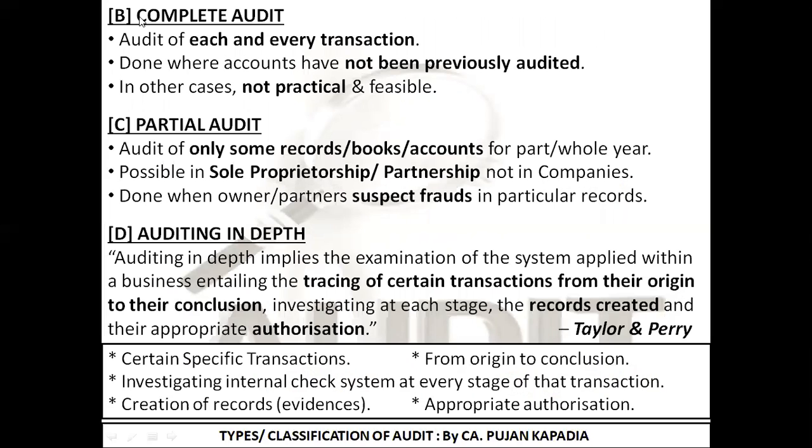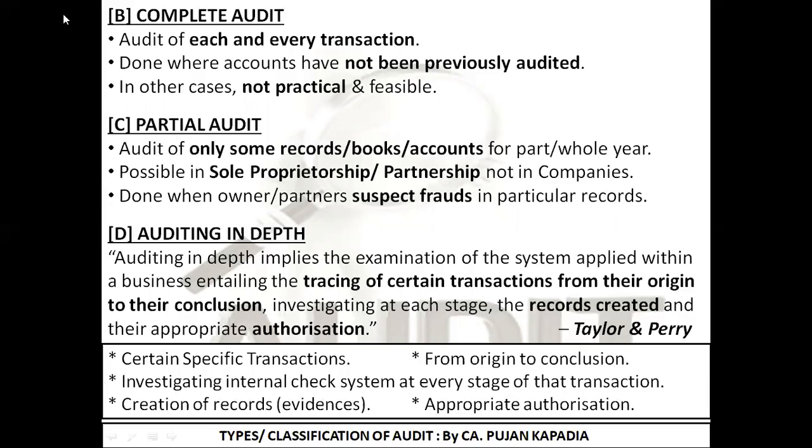The second heading under this head is complete audit. This is the first thing that we are going to start with today, a new topic. In complete audit, I have written audit of each and every transaction. That is, I am not at all going on a sampling basis. I am covering each and every transaction that is being recorded in my books of account. So as an auditor, I am verifying each and every transaction.